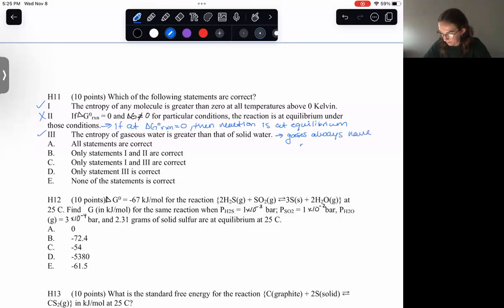always have more entropy than solids. Right, gases are moving around more quickly. They have greater kinetic energy, they have greater motion, vibrational, rotational kinds of energies that all contribute to the entropy, whereas solids are stuck in one spot.